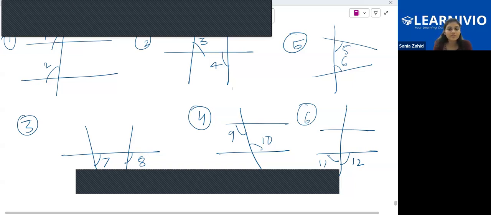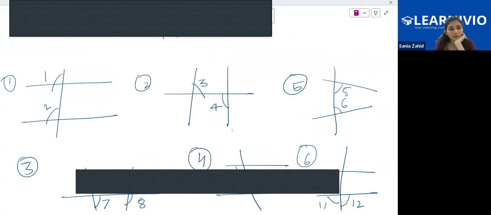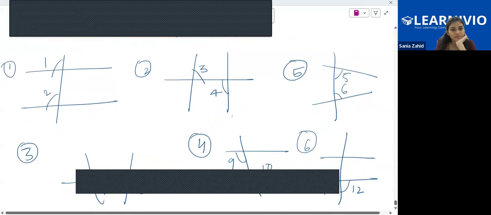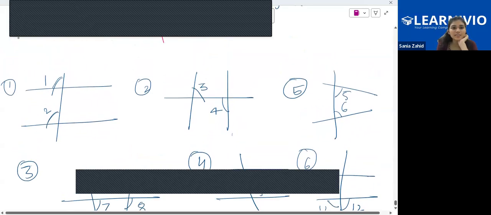Okay. So the first one, Rasan, tell. Okay, ma'am. The first one is exterior. Angle 1 and 2. What kind of angles are these? Interior. They are corresponding angles, Rasan.